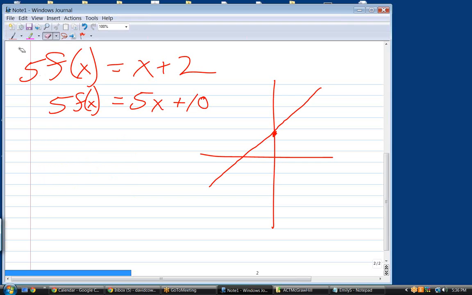So now, if I want to plot 5x plus 10, I got to go up to the number 10 instead of that's 2, and that's 10. And now what's the slope of the new line? The slope of the new line is 5. Something like that. That's what a vertical stretch would look like. Awesome. Okay.